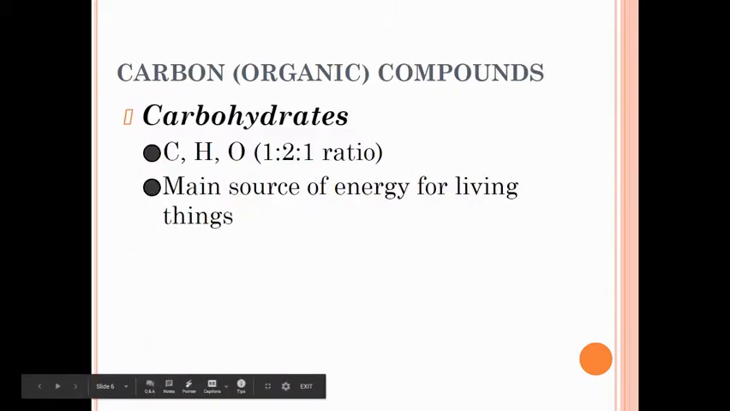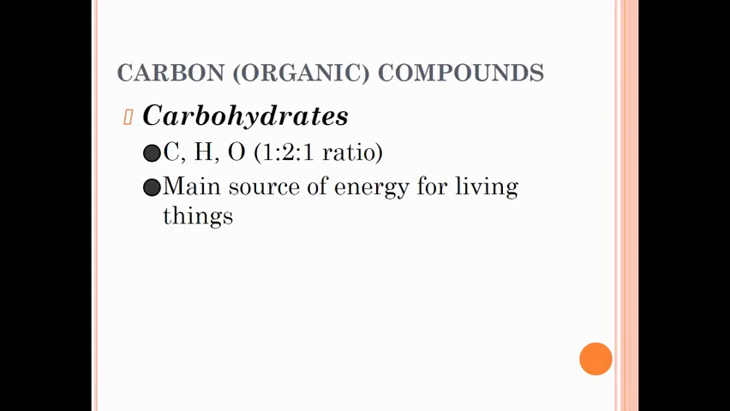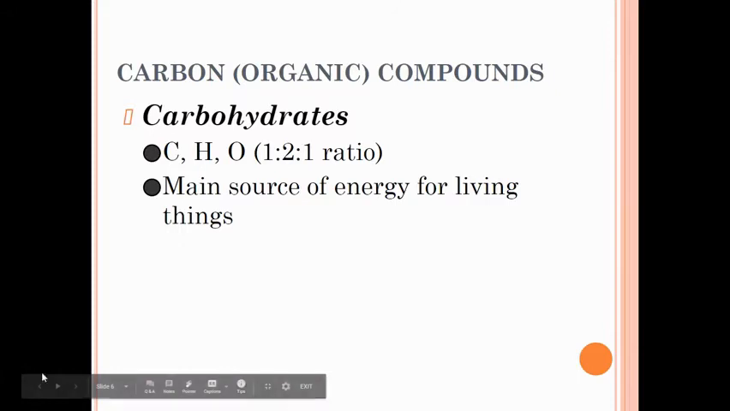So, one of the carbon compounds is carbohydrates. Carbohydrates will always have carbon, hydrogen, and oxygen in a 1:2:1 ratio. So it's always going to have that specific ratio of carbon, hydrogen, and oxygen. And the main function of carbohydrates is to be a main source of energy for living things.